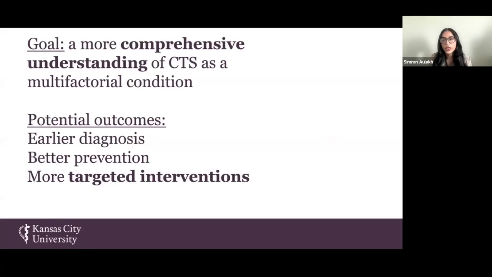On top of that, we wanted to see how things like age, height, and BMI might increase someone's risk. And ultimately, the goal was to understand carpal tunnel as more than just one thing. It's not just the anatomy or just the lifestyle, it's a mix. And if we can understand that mix better, we can hopefully catch it earlier, prevent it better, and treat it in a way that actually fits the patient.